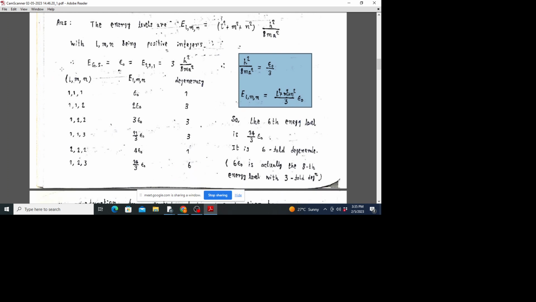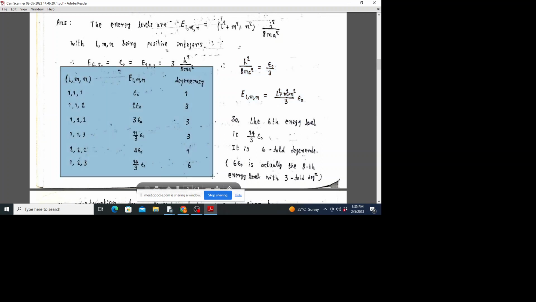Here I have prepared a table up to the sixth energy level, and let's see what happens. As we saw, L, M, N is 1, 1, 1. This was the ground state, epsilon naught, and its degeneracy is 1, because no other values of L, M, N can give us this epsilon naught energy eigenvalue.